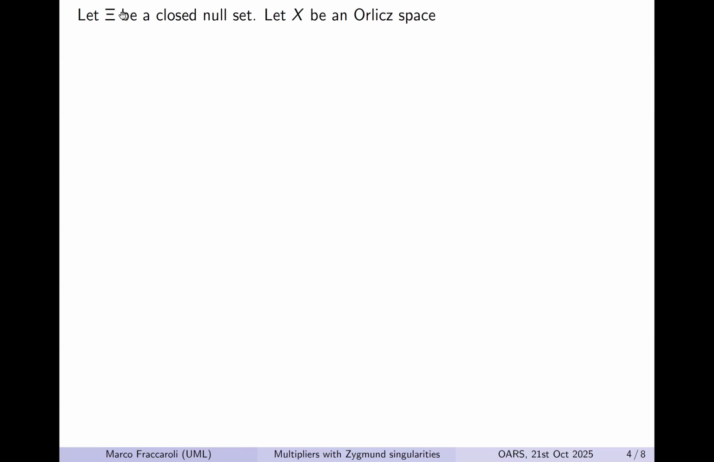Okay, so let us be given a set Xi, a closed null set. So a subset of the line, a closed null set on the line, so a collection of points. And now we need an auxiliary Orlicz space. I won't go into the definition, but you can think of it as, let's say, the generalization of the L log L spaces.